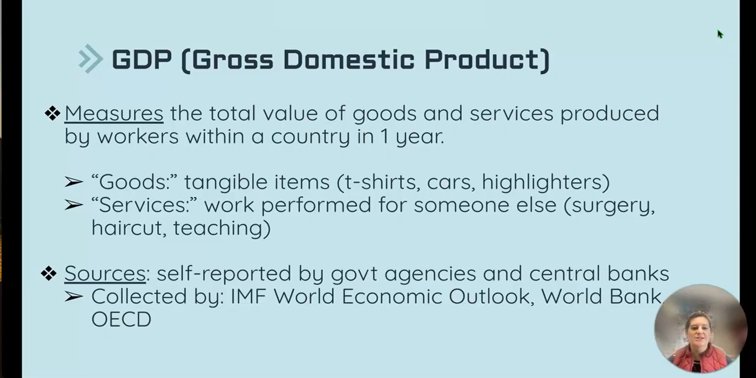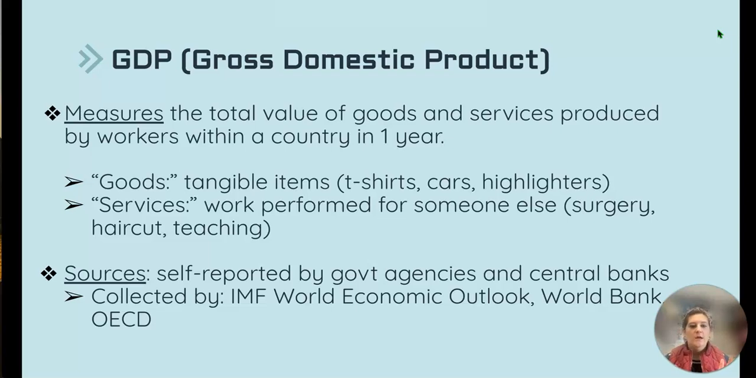The first one is GDP, which stands for Gross Domestic Product. It measures the total value of goods and services provided and created in 1 year. Sorry, not provided, just created in 1 year. That includes all the things that are created, like t-shirts, cars, even pens and highlighters. It also includes services, like getting a haircut or having eye surgery, for example.